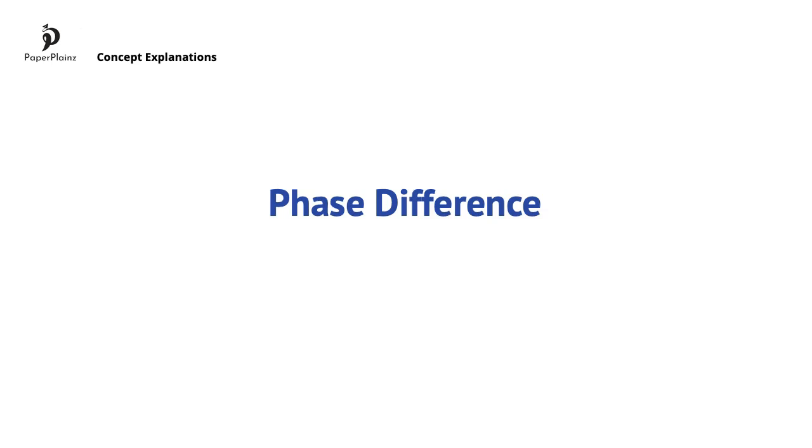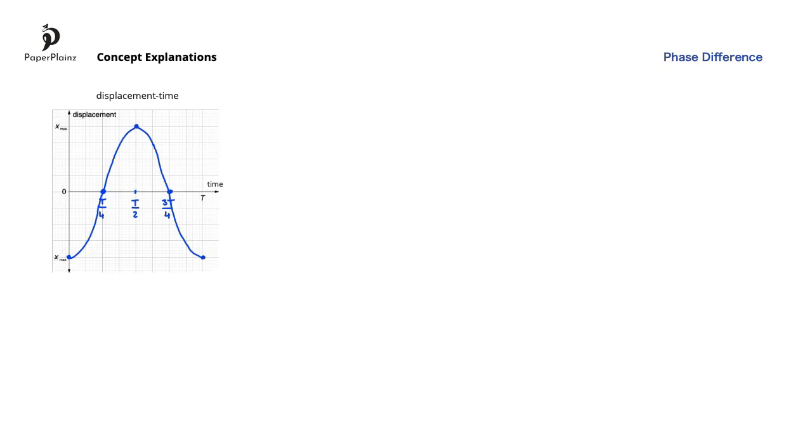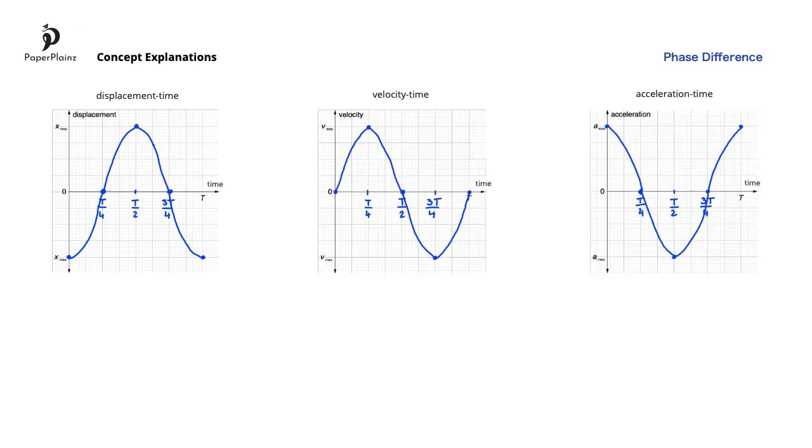This video is about phase difference. In the previous video, we learned about simple harmonic motion graphs. Observing the motion of a horizontal spring, we created a displacement time, a velocity time, and an acceleration time graph for the motion. If it's not fully clear how we got these graphs, feel free to watch the previous video.